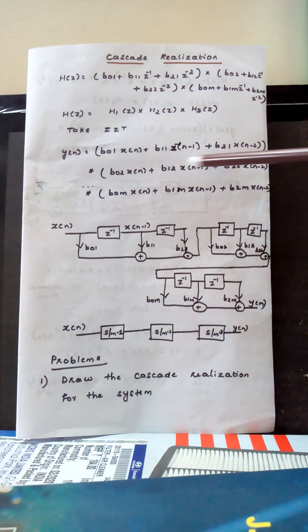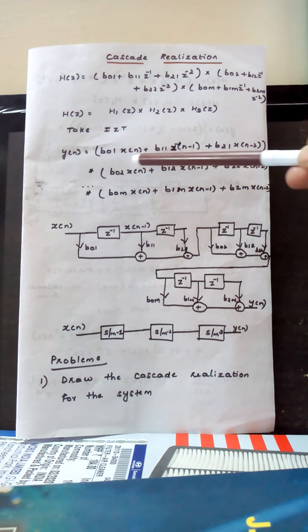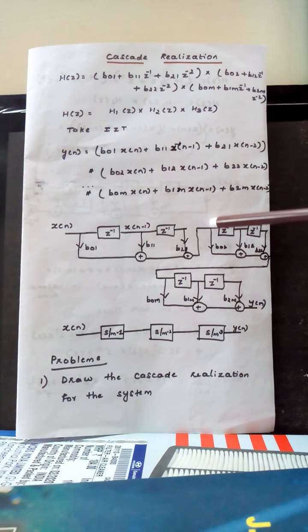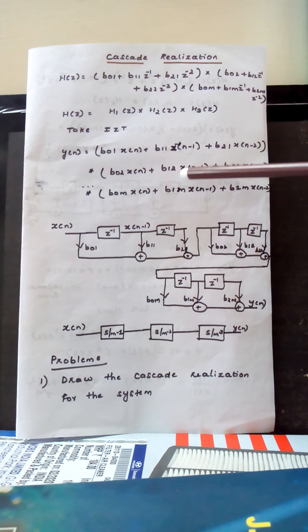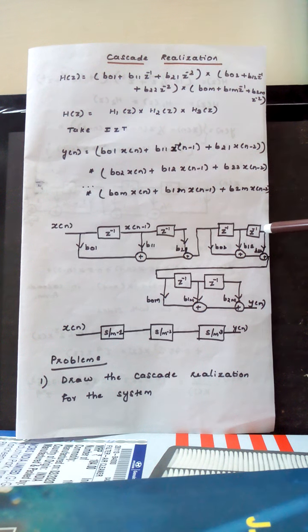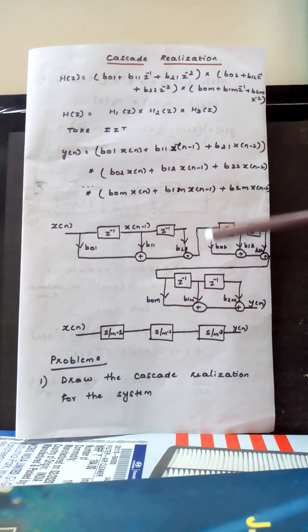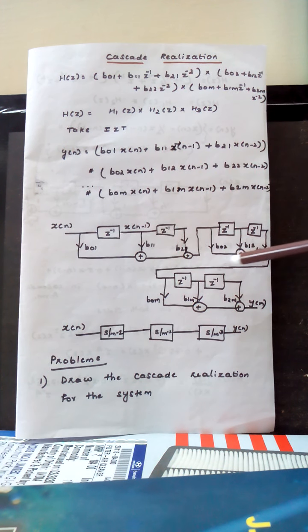And then if we are considering this is the second system, first we can realize the second system. So here it is b02 multiplied with x(n). Here it is x(n) that is multiplied with b02, and again here it is x(n-1) multiplied with b12. So we are using one delay operator. So here we'll get the signal x(n-1) that is multiplied with b12. Again we are using one more delay operator to get the signal x(n-2), that is multiplied with b22. Then we can add all the signals. So here it is x(n) into b02, added with x(n-1) into b12, and x(n-2) into b22.